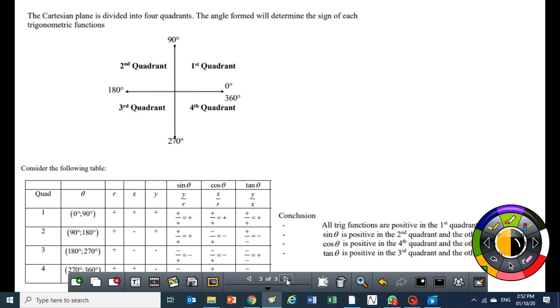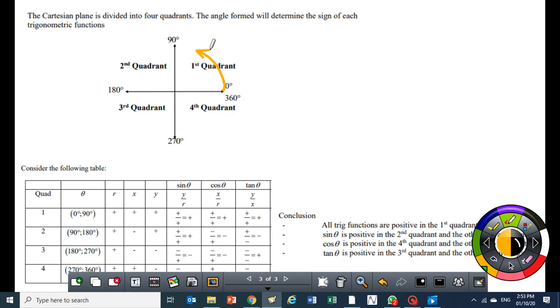Alright, if you draw your Cartesian plane, now your Cartesian plane can be divided into four quadrants. You already know that. So from the x-axis, moving in an anti-clockwise direction, we have 0 degrees here, then 90, then 180. Then 270, then back here we have 360. So the point where we have 0 degrees and 360 is the same point.